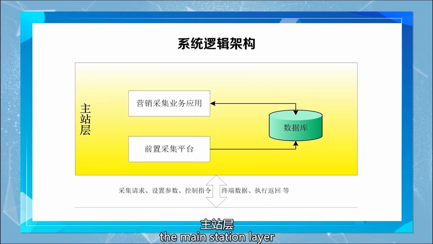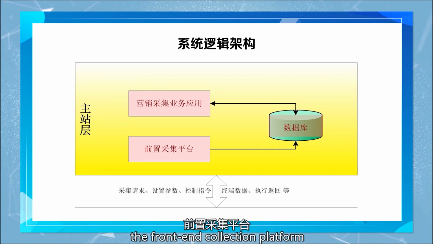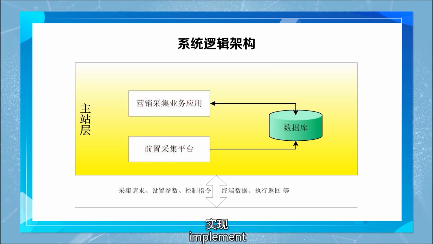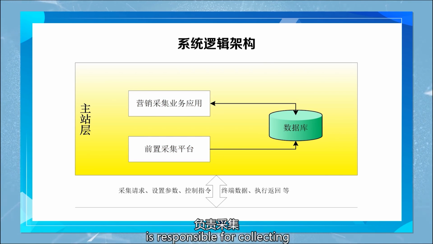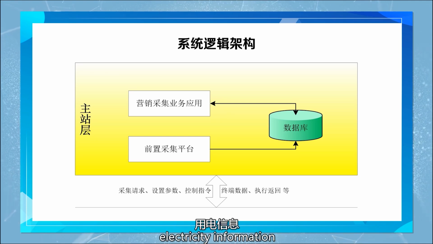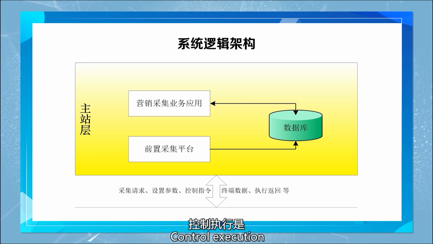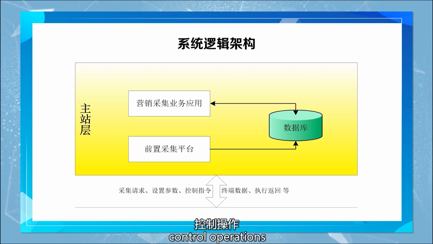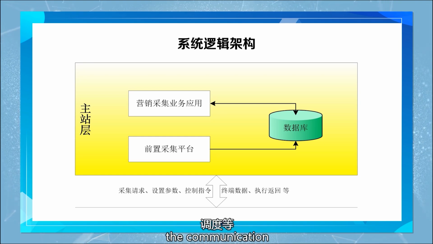Second, the main station layer is further divided into three parts: marketing collection business applications, the front-end collection platform, and database management. Business applications implement the system's various application business logic. Data collection is responsible for collecting the terminal's electricity information and for protocol parsing. Control execution is for terminals with control functions to perform related control operations. Front-end communication scheduling manages and schedules communication with the terminals over various remote communication methods.